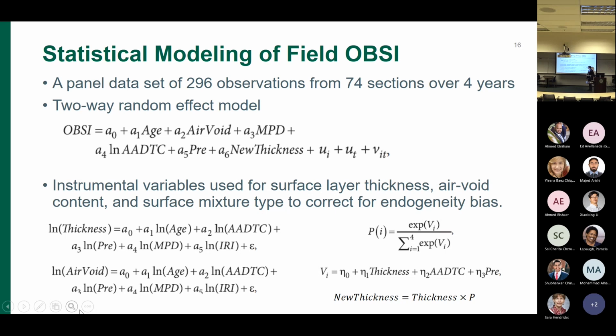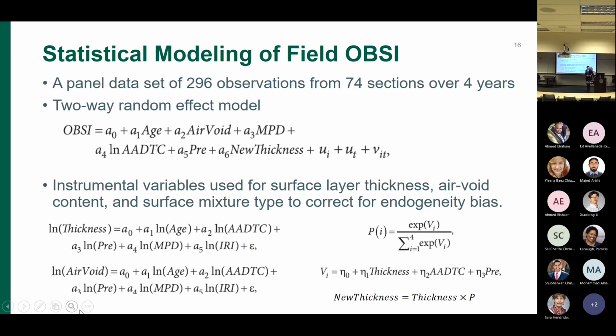For example, the pavement surface design is not selected randomly. It is designed based on inputs like the traffic and the climate condition and maybe soil condition. For the field data, we don't have observations of some relevant independent variables, like the soil quality and some other variables. So in this case, variables like the design will be correlated with the random error term.